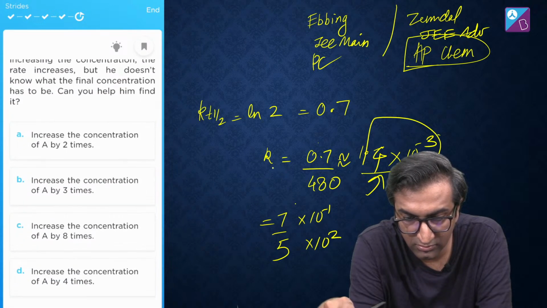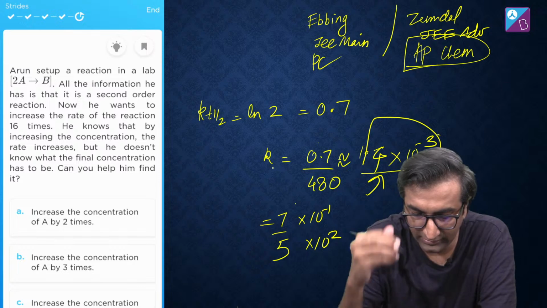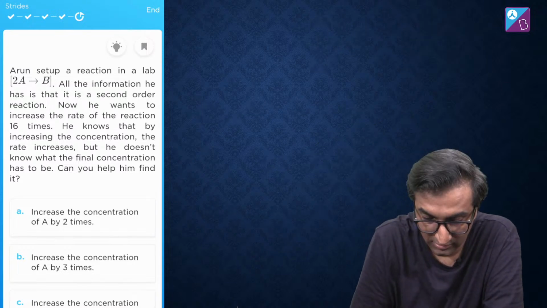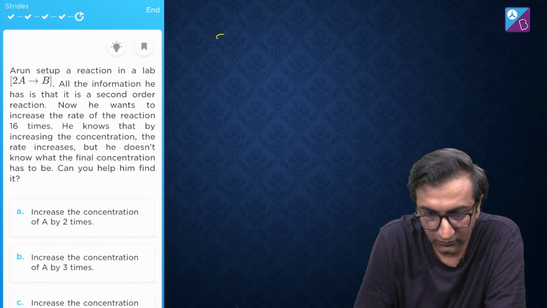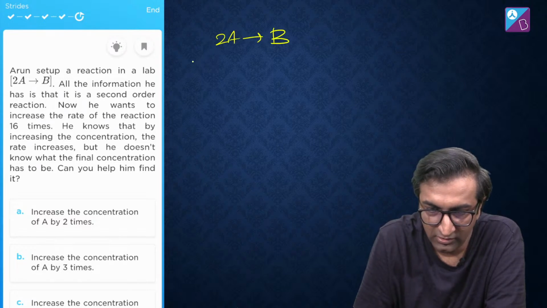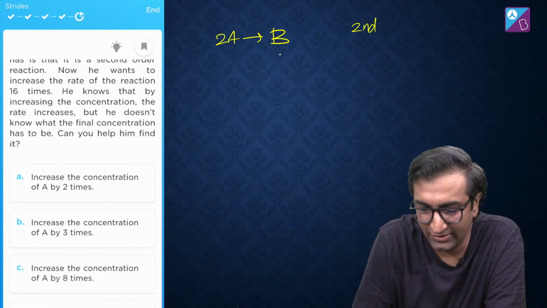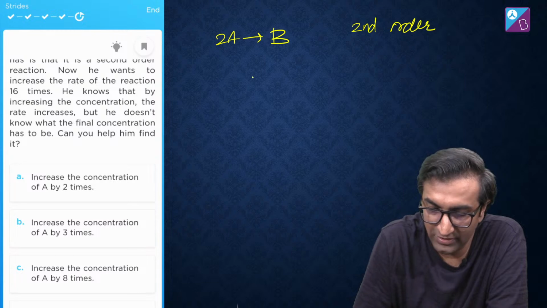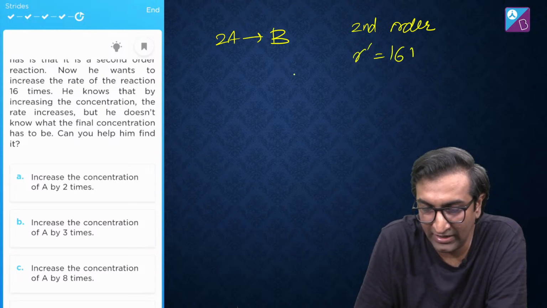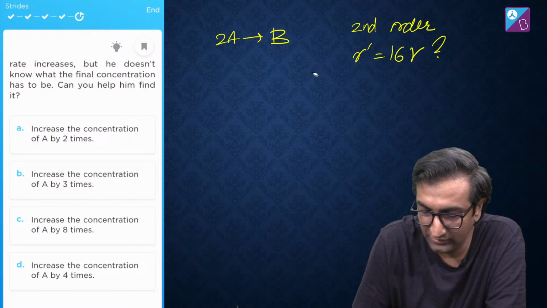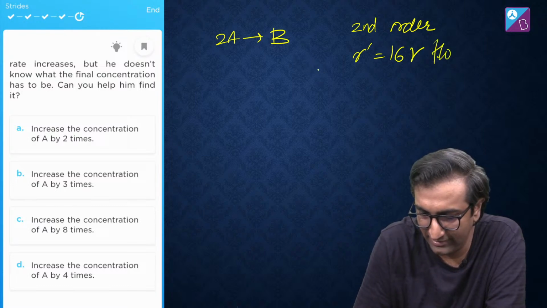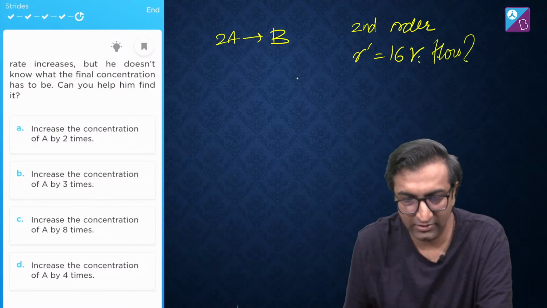Okay, कहानी बहुत दिखी है इसमें, but main चीज ये है. I've got a reaction that gives me 2A giving B. He knows that this is a second order reaction. अब उसको जो है रेट इंक्रीज करना है टू 16R. हाउ डज ही डू इट? हाउ? दिस इज द ओवरऑल क्वेश्चन. मैंने इसको जो है शॉर्ट में यहाँ पे लिख दिया है. ठीक है? I will put the screenshot here.